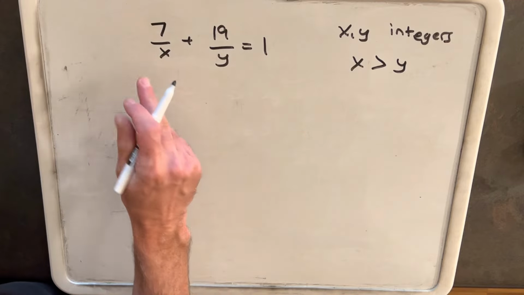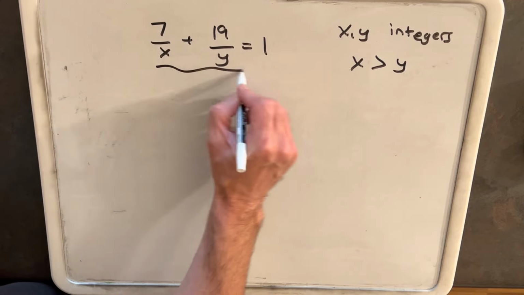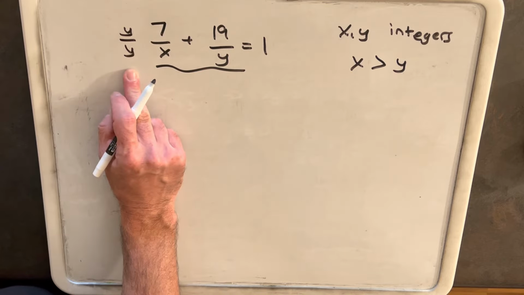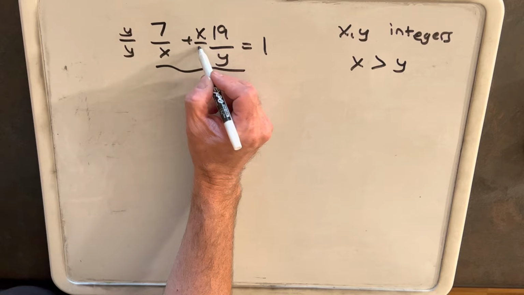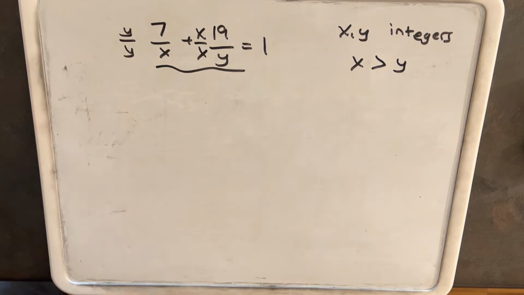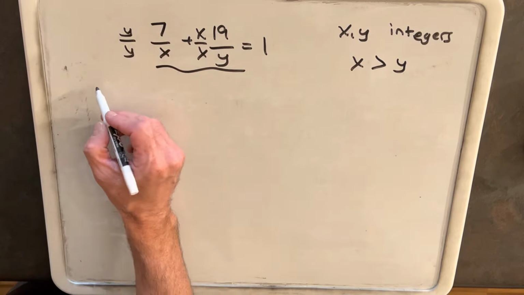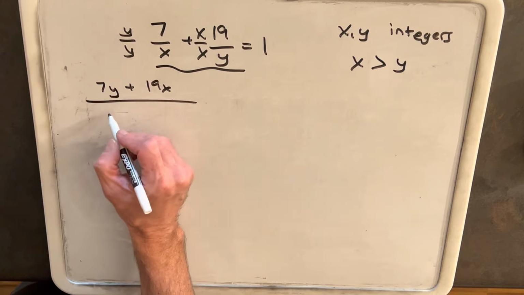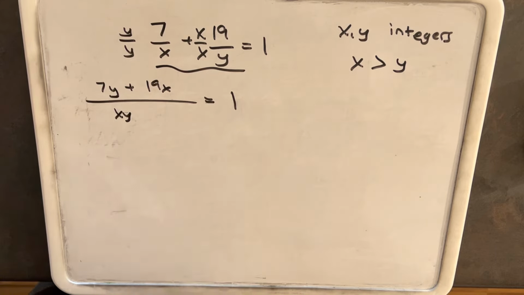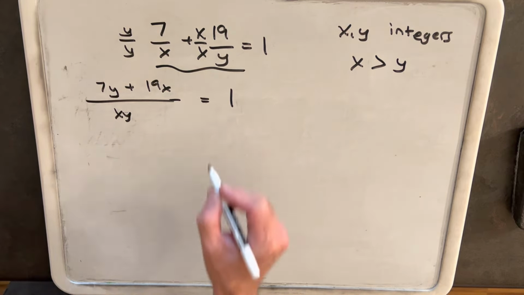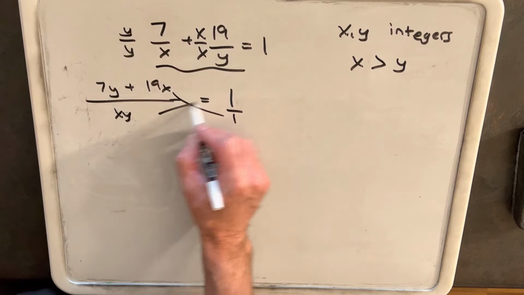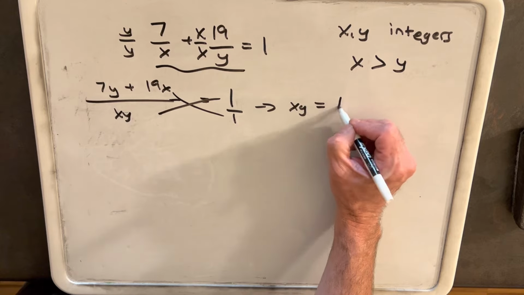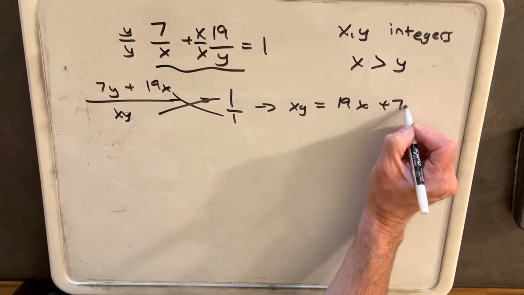The first thing I want to try is let's get a common denominator. So we're going to multiply top and bottom here by y over y, which is just 1. And we'll multiply here by x over x. Then simplifying this, we're going to have 7y plus 19x over xy equals 1. Then we're just going to do cross multiplication so that we have xy equals 19x plus 7y.